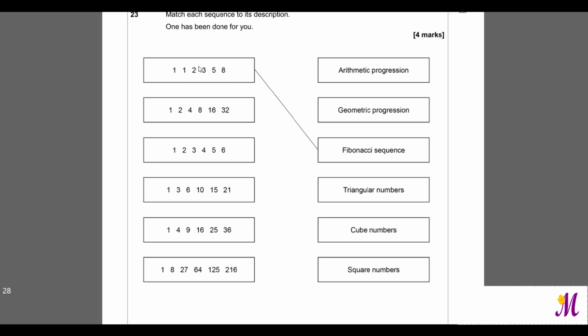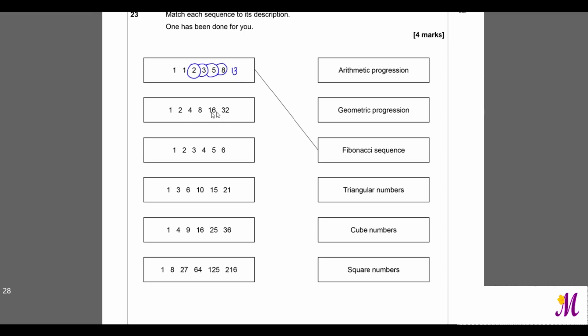It is a Fibonacci sequence because if you see the first two numbers, 1 and 1, 1 add 1, you get 2. And then 2 add 3, you get 5. And then if you add 3 and 5, you get 8. And if you add 8 to 5, you get 13. So this is a Fibonacci sequence.